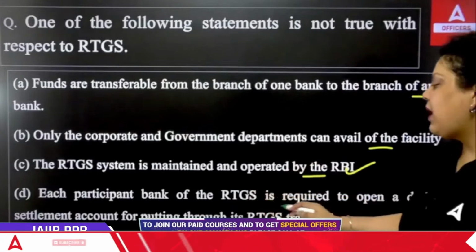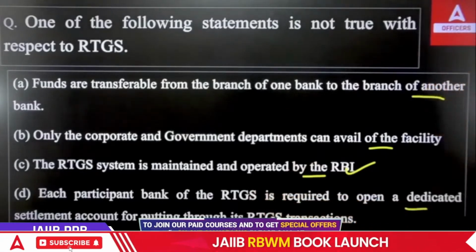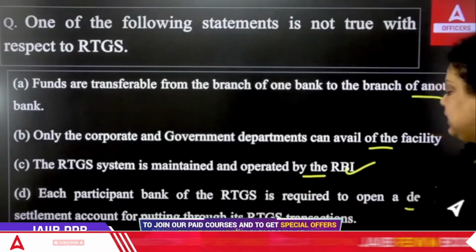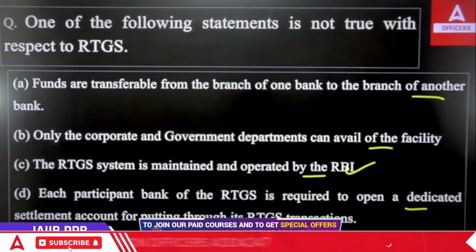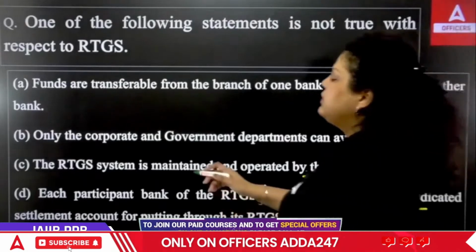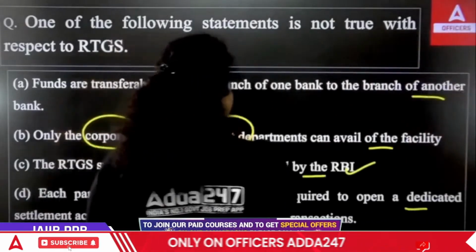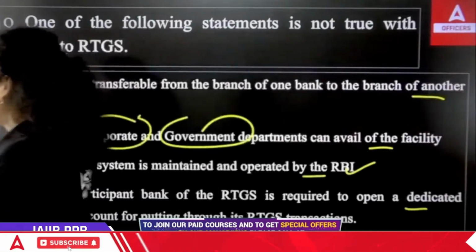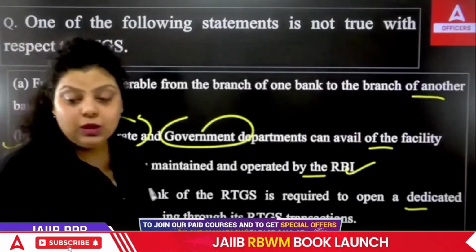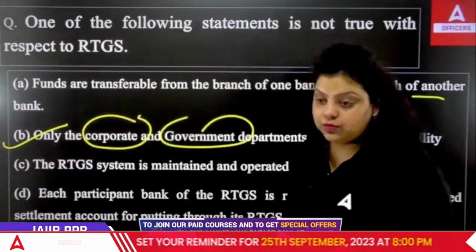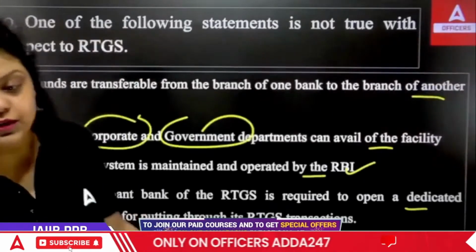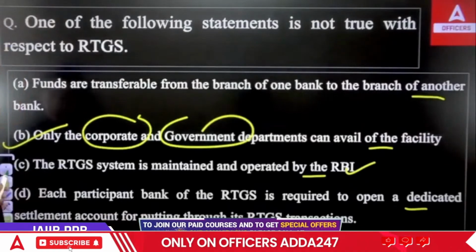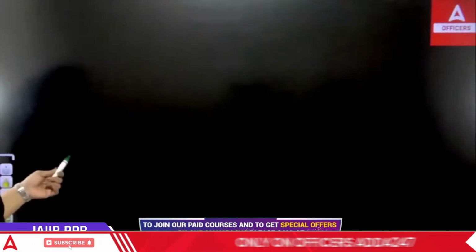Now, each participant bank of the RTGS is required to open a dedicated settlement account for putting through its RTGS transactions. So, what do you think? Which of the following is not a feature? So very obvious, only corporate and government departments can avail this facility. This is not true. Anyone can take the RTGS services. So the right answer will be your B option, because this is not a feature of RTGS.